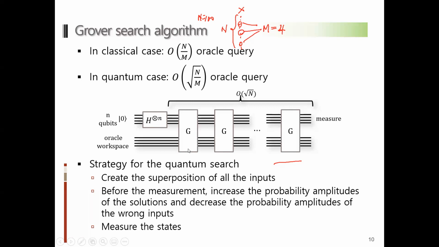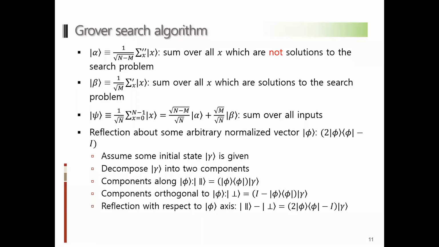So what we are going to do is investigate what this box looks like. Now, we will start with the definition of 3 different vectors, and let me give you a concrete example. Our problem has 4 different inputs, 0, 1, 2, 3, and assume that only 2 is the solution. In this case, the alpha vector is the sum of all x which are not the solution, meaning that alpha is basically the summation of the 0 state, the 1 state, and the 3 state.